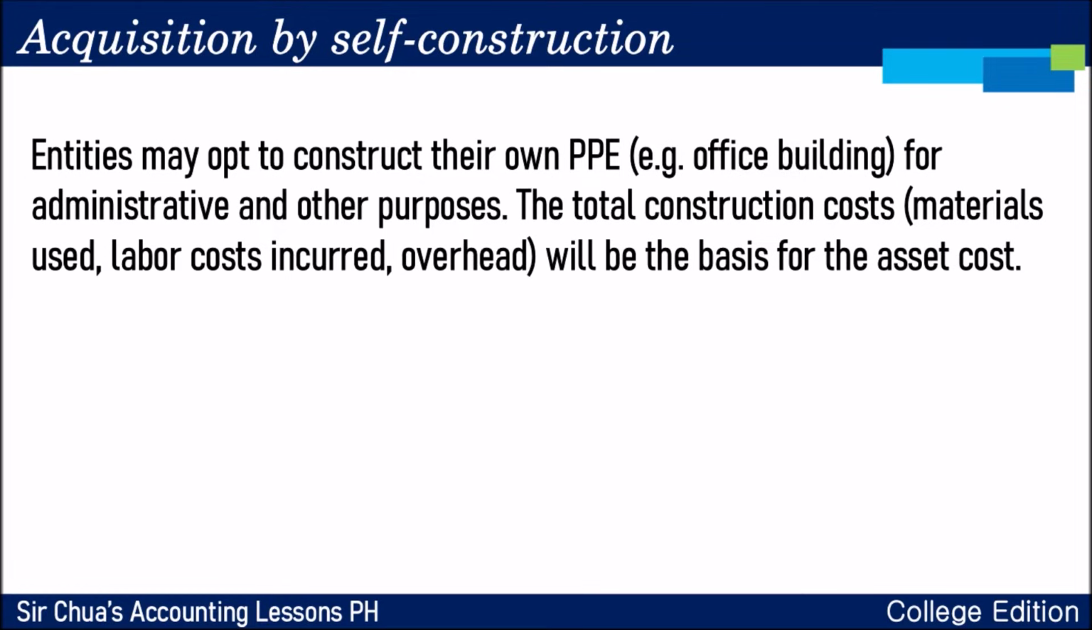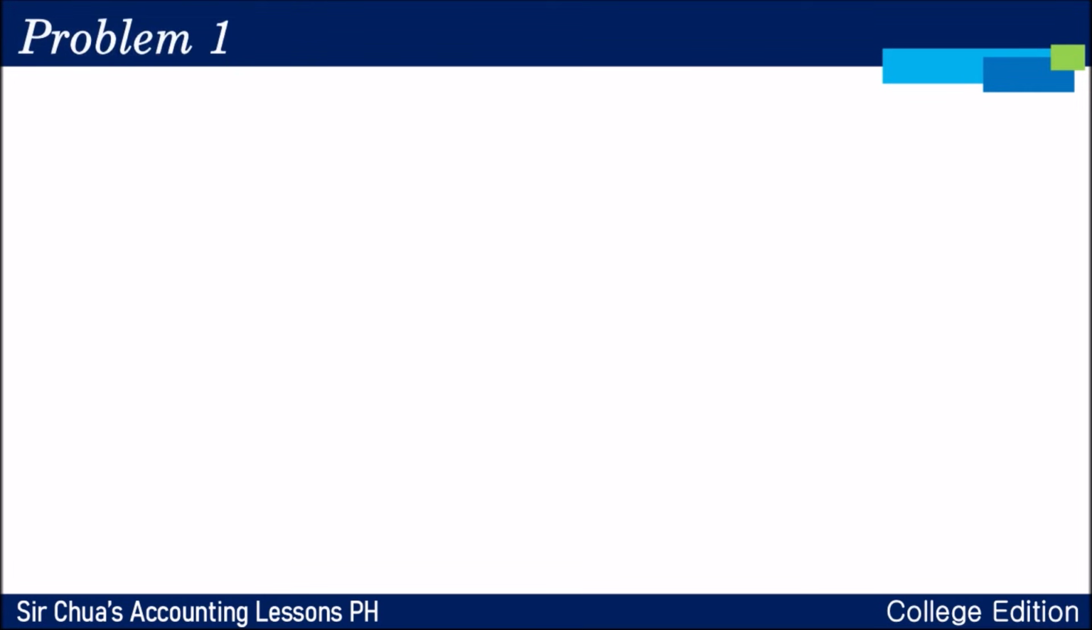All other indirect cost na hindi po direct materials at hindi po direct labor. Lahat po ng indirect cost of production ang tawag po doon overhead. Okay? So, yung tatlong magkakapatid pong yan, materials, labor, and overhead, yan po yung basis ng ating asset cost. Okay, let's have problem number 1.